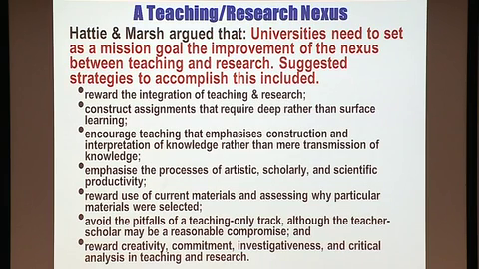We argued that universities need to set as a mission goal the improvement of the nexus between teaching and research. The existence of this synergy is a prerequisite rationale for having a research university. If there is not this synergy, then why have a research university? It's probably more effective or more economic to do teaching in teaching-only institutions where there's no research. It's probably more efficient to do research in research institutes where there's no teaching.